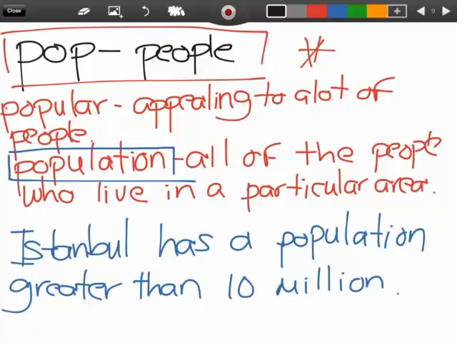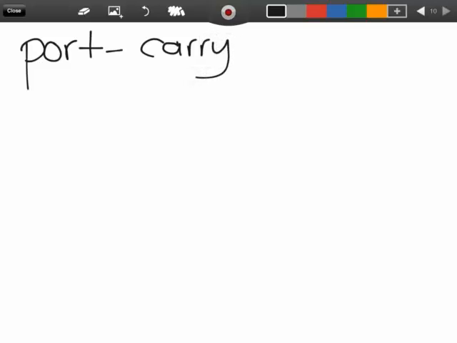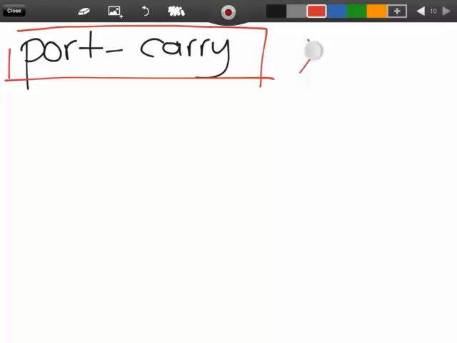Moving on to our last root, which is port. And port means to carry. I'm going to go ahead and underline this or put it in the box as well because it is an important root, and I'll also put a star next to it. I'm going to give you two example words here.